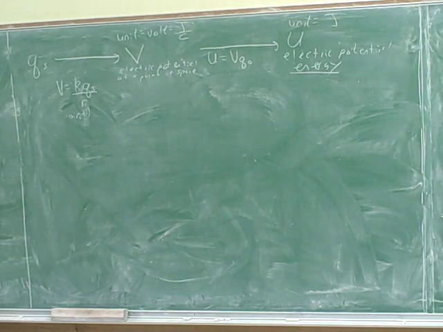And here's what we learned about the interpretation of potential. For positive charges, potential is like height. And for negative charges, potential is like, maybe I should have called it lowness.